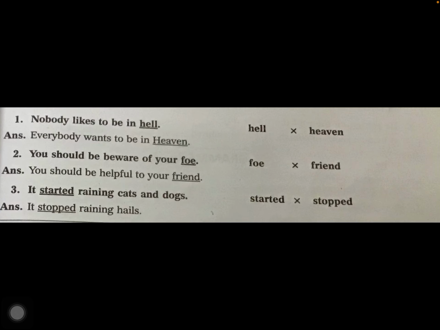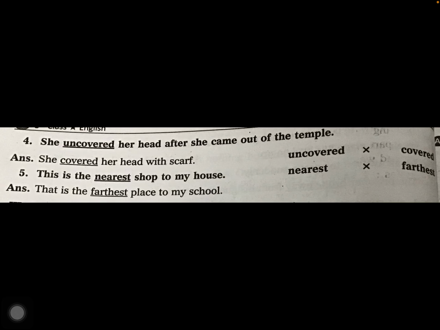Okay, so the next one is: she uncovered her head after she came out of the temple. Uncovered means which she removed. What is the opposite of uncovered? Covered. So un is the prefix over here. Whenever you add a prefix, it becomes the opposite of the verb. So here, uncovered. Now, she covered her head with a scarf.